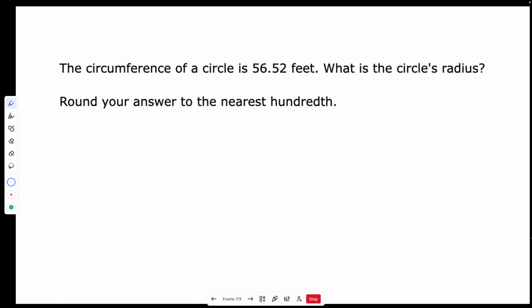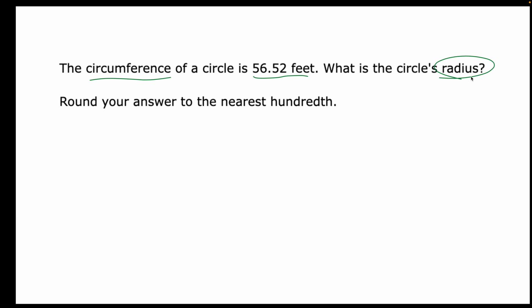Now for this problem, they tell us the circumference of a circle is 56.25 feet. That's the circumference. What is the circle's radius? Round your answer to the nearest hundredth. So in this one, they give you the circumference. This is kind of backwards, right? They give you the circumference. They want you to find the radius. So let's write our formula.